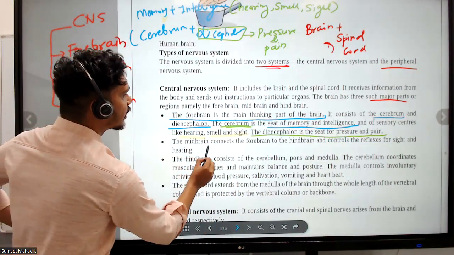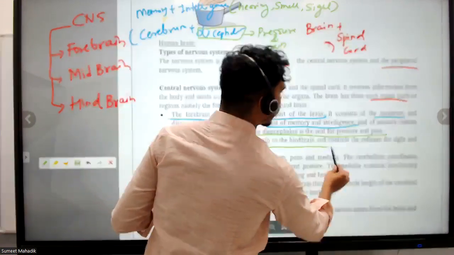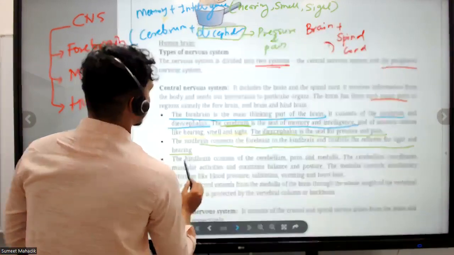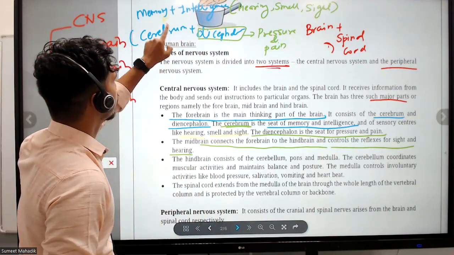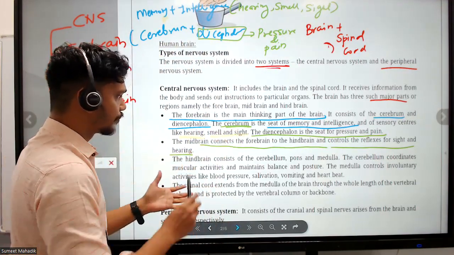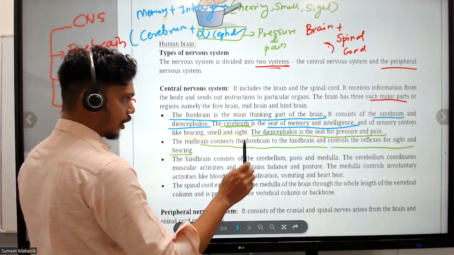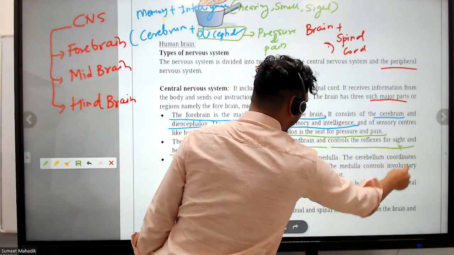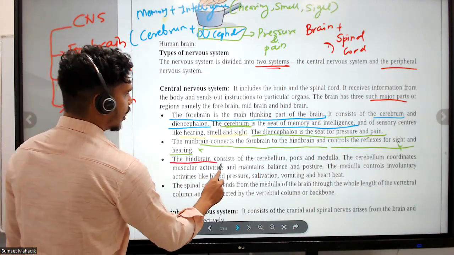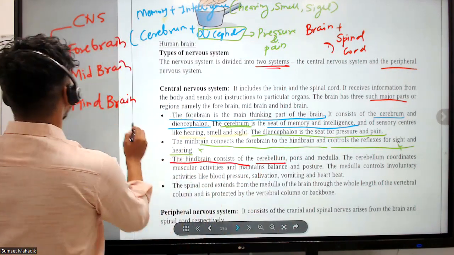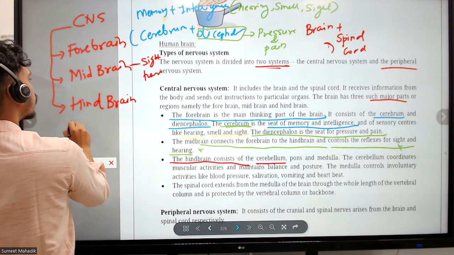Now, the midbrain connects the forebrain to the hindbrain. Who connects them? Midbrain. Midbrain controls the reflexes for sight and hearing. See, in diencephalon, pressure and pain. Hearing, smell, and sight in the first part, cerebrum, which is next to the midbrain. So midbrain is in between, and midbrain also has the functions of sight and hearing. The hindbrain comes next, and it consists of the cerebellum. We'll do this again.